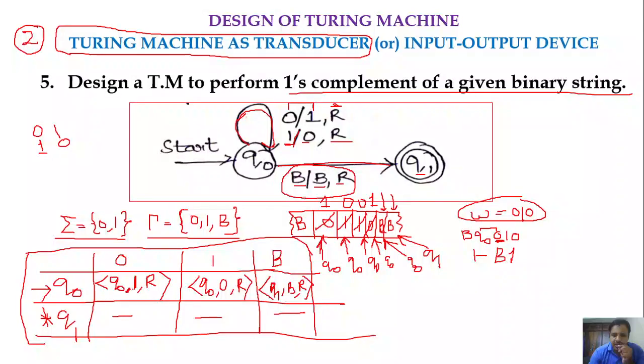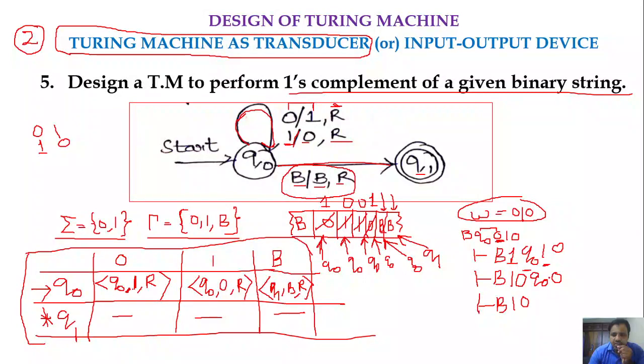So B1, right? Now what is the state? Q naught itself. What is the next input that is to be processed? 1 0. So this is the ID. Next one, B1, now we are in state Q naught. If we get 1 we have to replace that 1 with 0 and move the head towards right. So we are moving from Q naught to Q naught itself, that is a self transition. The next input to be processed is 0.